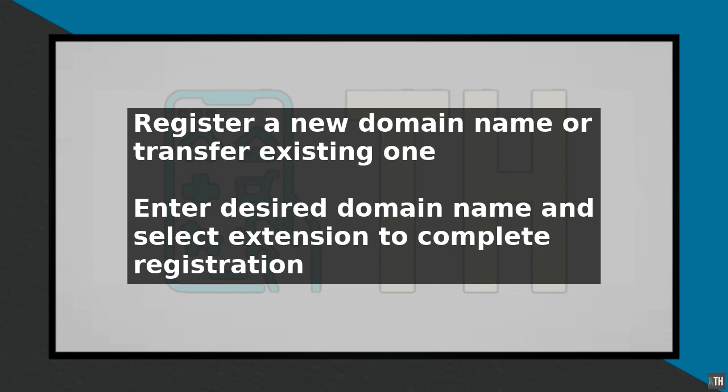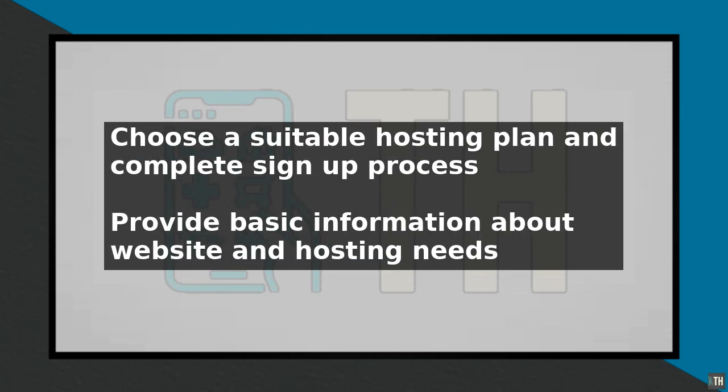Next, you need to set up your web hosting. Namecheap offers a range of hosting plans, including shared hosting, VPS hosting, and dedicated hosting. Choose a plan that suits your needs and budget. Then follow the prompts to complete the sign-up process. You will be asked to provide some basic information about your website, such as the domain name and the type of content you will be hosting.